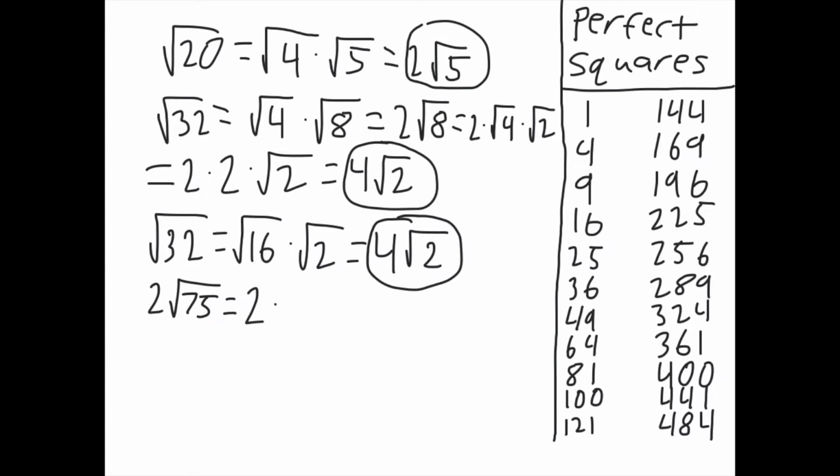So, square root of 75, we have to think of what perfect squares can we take out of 75. So, looking through, 4 doesn't work, 9 doesn't work, 16 doesn't work, 25. 75 divided by 25 is 3. So we say 2 times the square root of 25 times the square root of 3. Then 2 times square root of 25 is 2 times 5, so 10 square roots of 3.